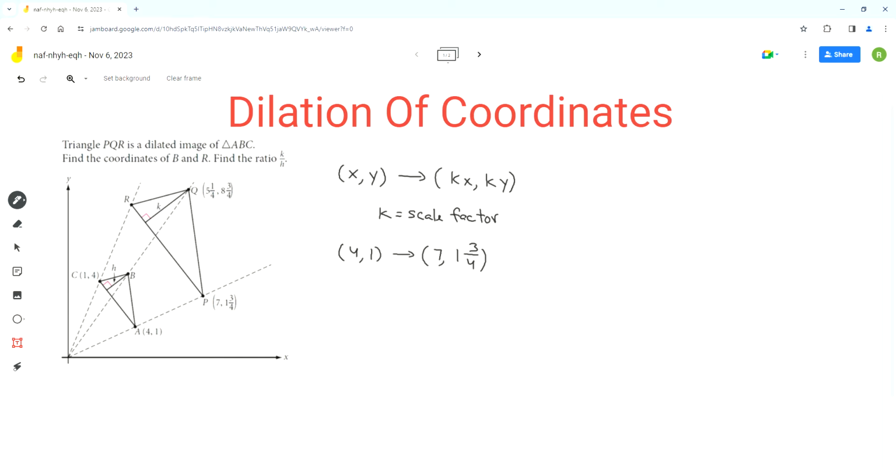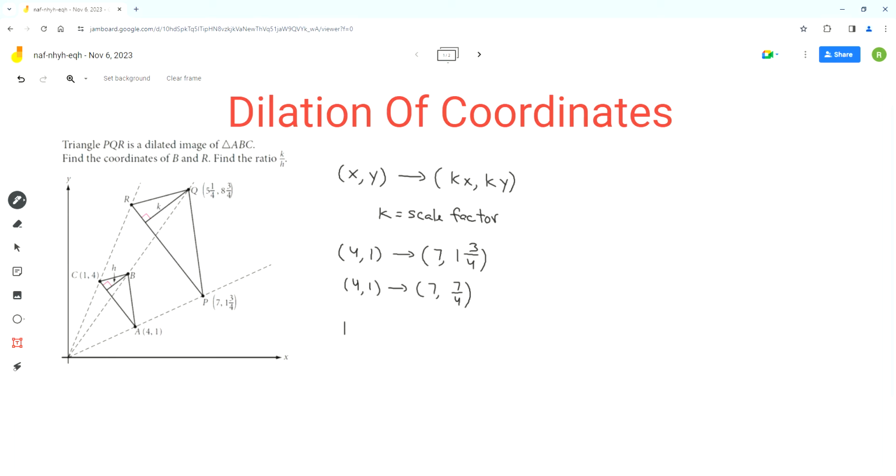Now we can change 1 3/4 from a mixed form to improper fraction form. So we can rewrite this as (4, 1) to (7, 7/4), because 4 times 1 is 4, plus 3 is 7, so 7 over 4. The reason we do that is because it becomes easier to do calculations with numbers in improper fraction form rather than mixed number form. To find the value of k, the scale factor, we divide the x coordinates and the y coordinates. We can do either one and we should get the same answer, but for a check, we can do both.